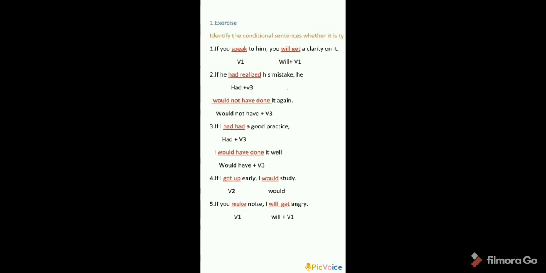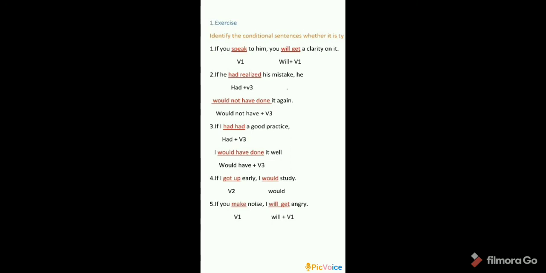Third one, if I had a good practice, I would have done it well. Here in the if clause part, the first had indicates the helping verb and the second one indicates the main verb. So in the if clause part, had plus V3 form of verb is used, and in the main clause part, would have plus V3 form of verb is used. So the same rule applies here. The rule we have used for the second one applies here too. So the answer is type 3.